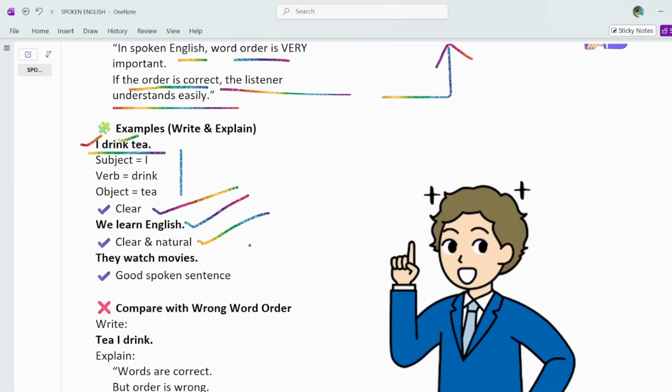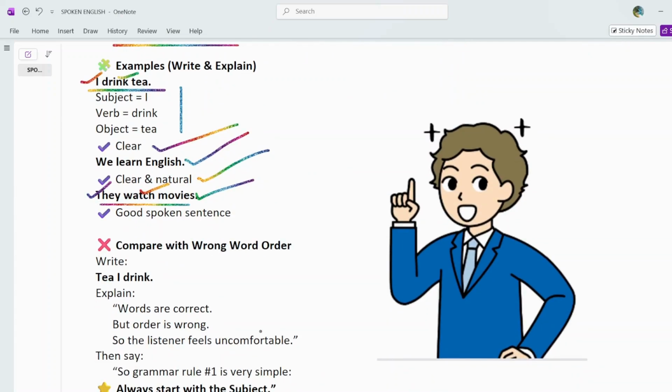Now, let's focus on another example: they watch movies. Again, they is the subject, watch is the verb, and movies is the object. Now that's a good spoken English sentence. I want to break this down for you, starting with I drink tea.